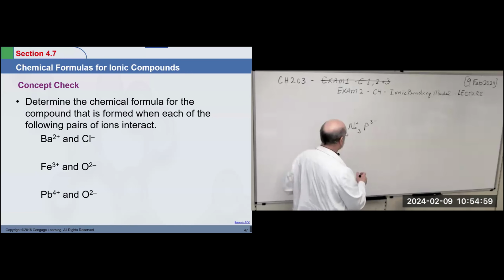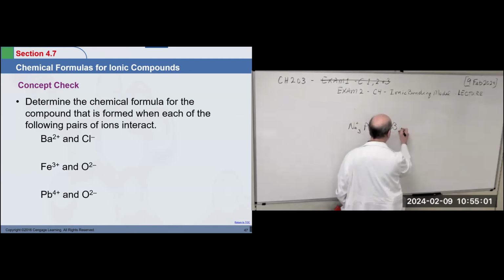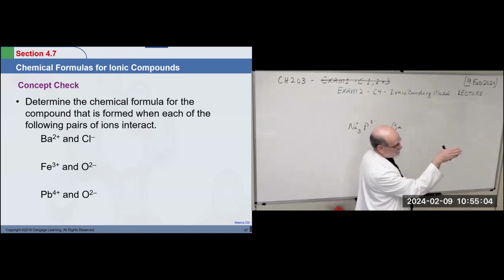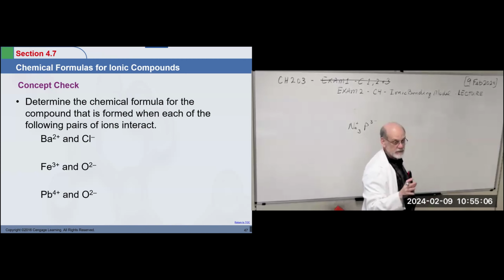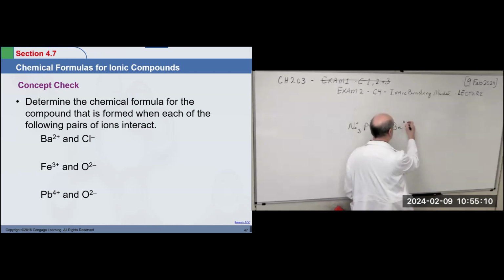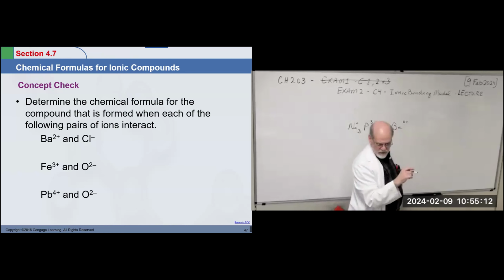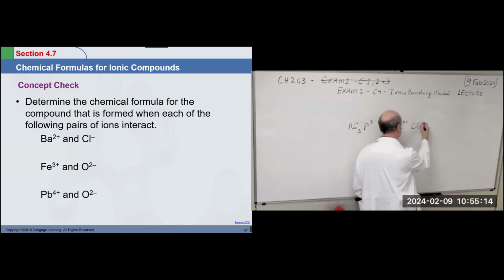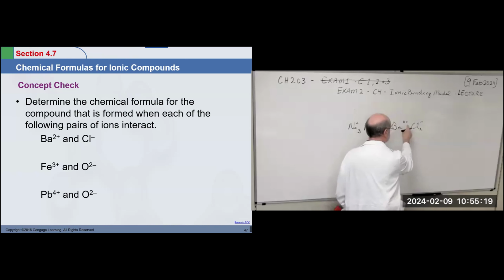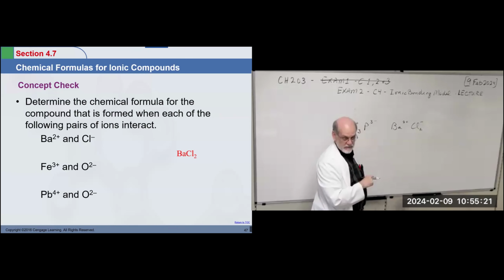So how about these? Well, look where barium's from. Barium is toward the bottom of the second column. It's always a 2+. It loses 2 electrons. And we're going to combine it with chlorine. So that means we need 2 of these negatives to balance that 2 positives.